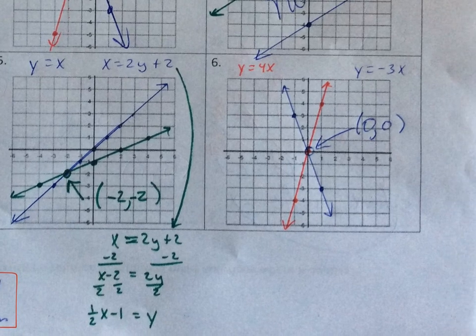And number 6, because there's no y-intercept, if you notice here, I'm going to put plus 0, plus 0. That's the y-intercept. Therefore, the intersection is at 0, 0.